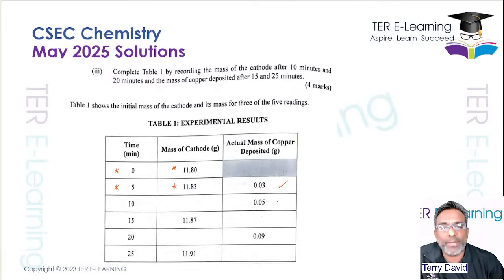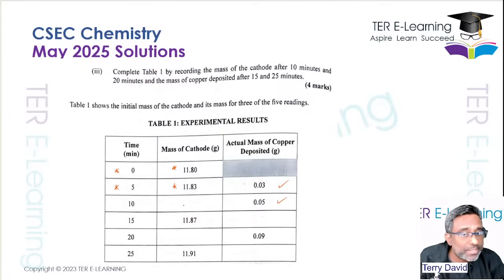Now, for this next one here, we know the actual mass is 0.05. So we want to know what is the mass after 10 minutes. Therefore, all we need to do in this case is add. So this is going to be 11.83 plus 0.05, and this here should be how much? Is that making sense? All right, that's 11.8.